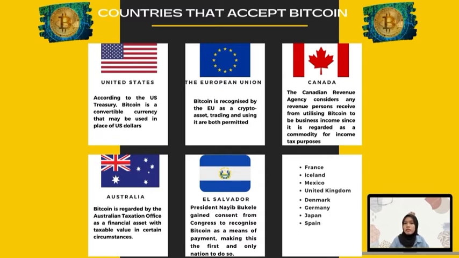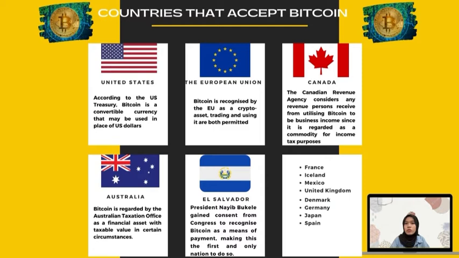As we can see, the first country is the United States. According to the US Treasury, Bitcoin is a convertible currency that may be used in place of the US dollar. All organizations that manage or exchange Bitcoin have been categorized as money service firms.